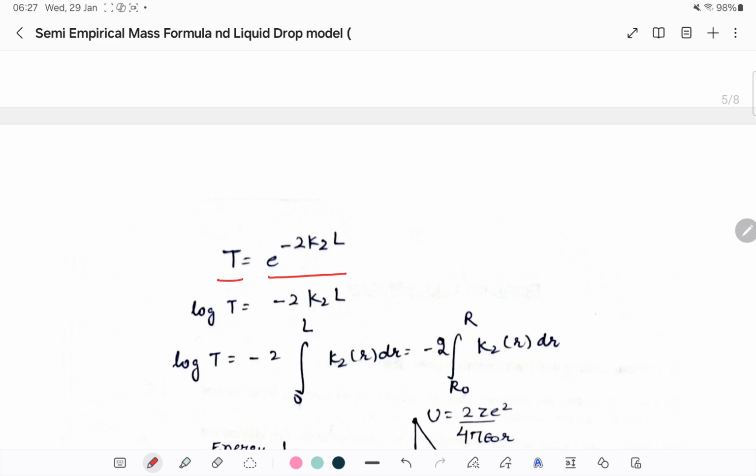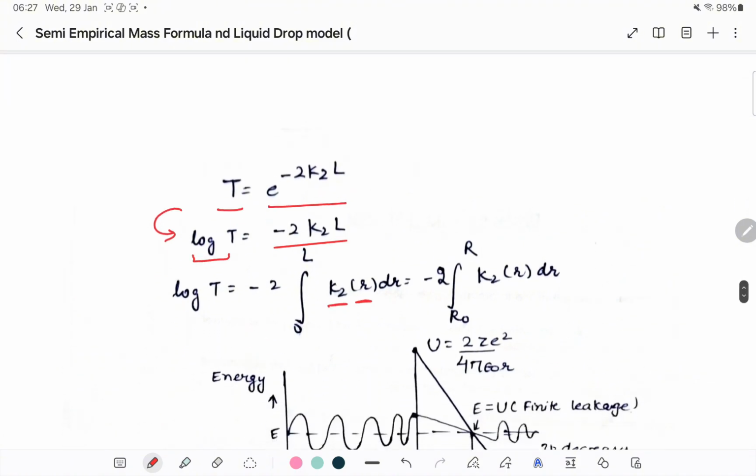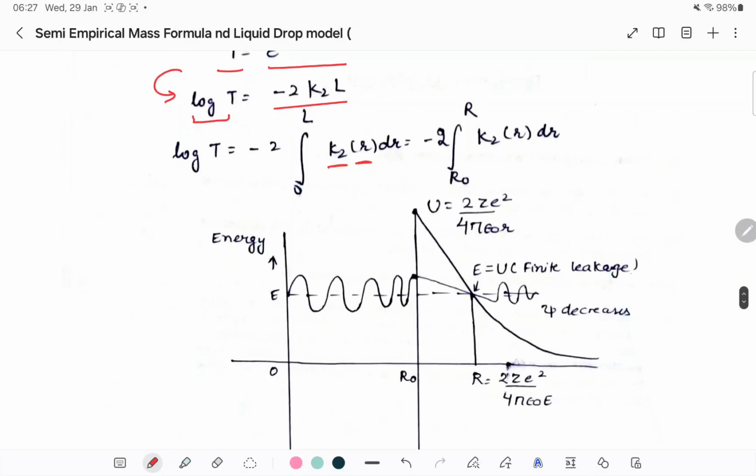We will take the log on both sides. We get log T equals minus 2k2 into L, and we can also integrate over L. We can write k2 as a function of r, where r is varying from 0 to L because the length of the potential barrier varies from 0 to L, and we can also consider it as varying from r naught to r. Now let me explain how 0 changes to r naught and L changes to r.